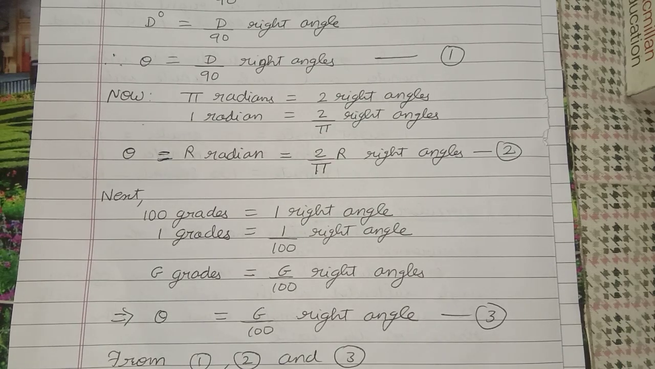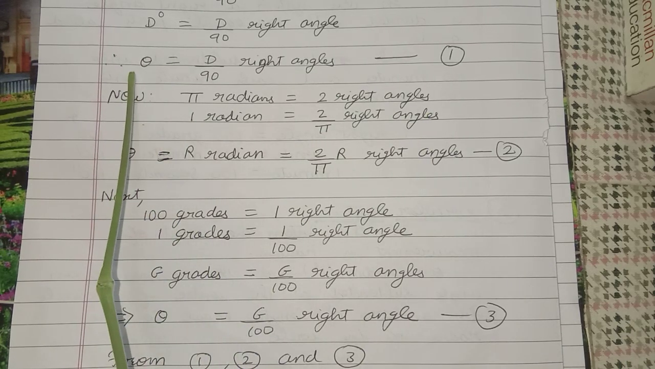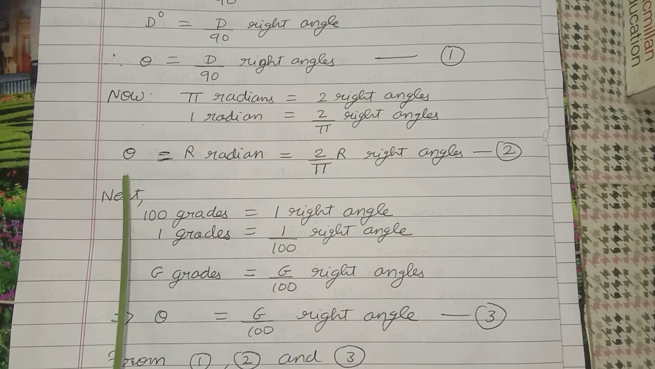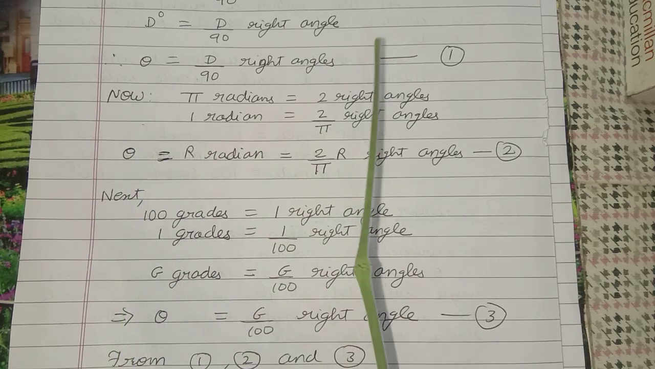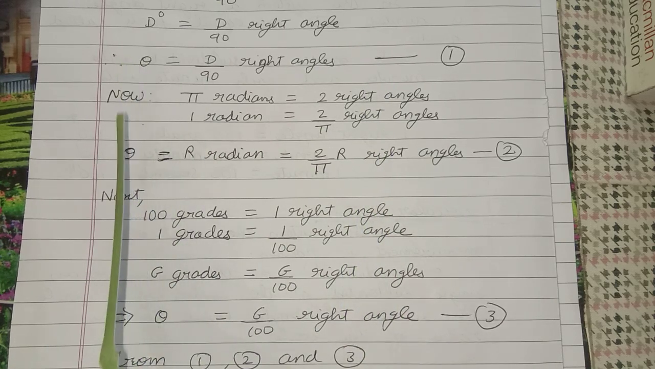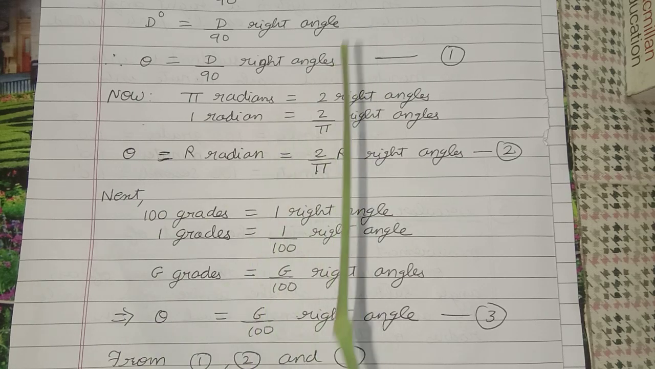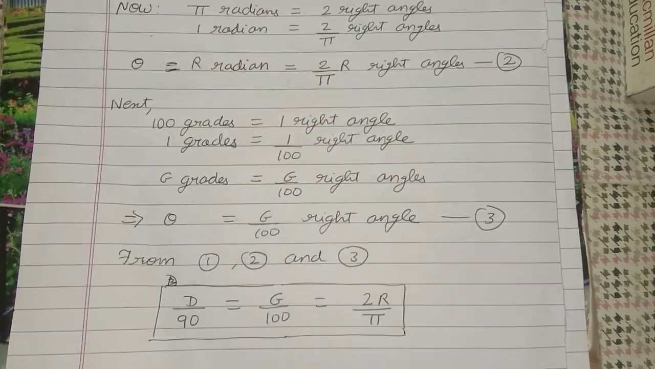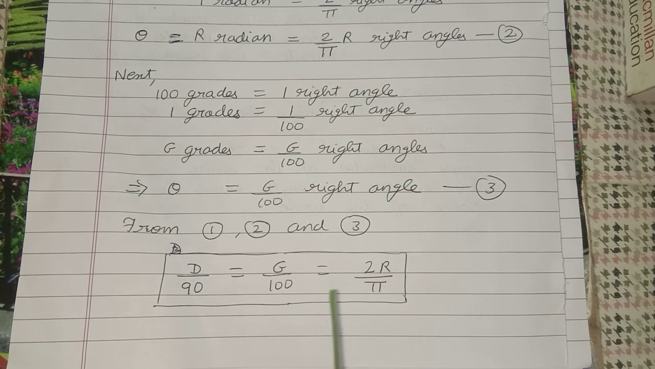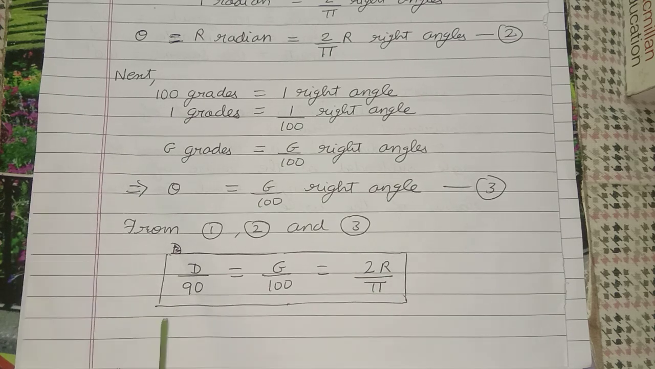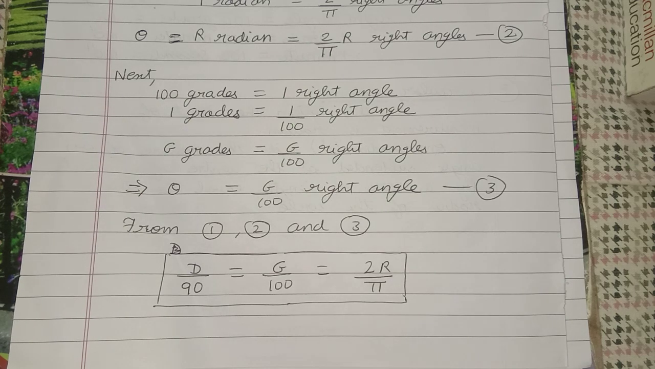If you can see the three equations simultaneously: theta is D by 90 right angle, theta is 2R by pi right angle, and theta is equal to G by 100 right angle, equation 3. In all these three equations, the left hand sides are equal, so we can equate the right hand sides. So it follows that D upon 90 is equal to G upon 100 is equal to 2R upon pi. A very important relationship which we are going to use in our numericals.